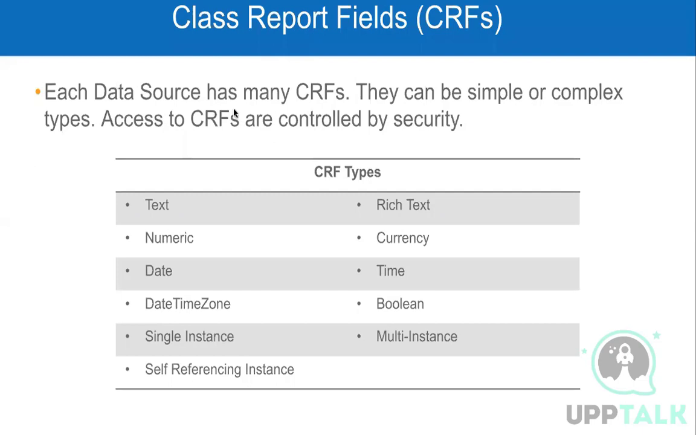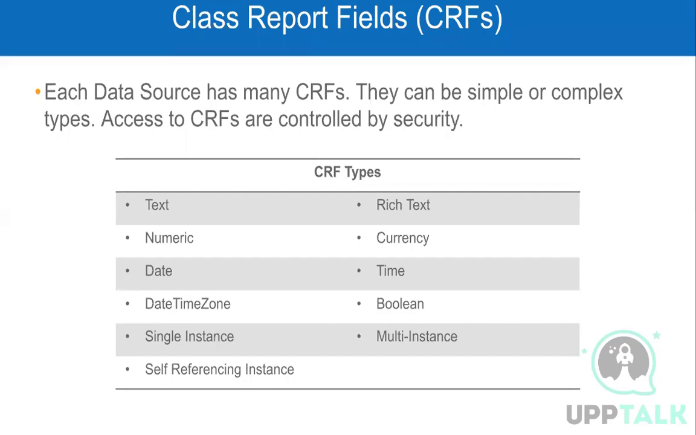Each data source that we have talked about, all active and terminated workers, business process transactions, they have many CRFs. These are called class report fields. They can be simple or complex types. These are the CRF types like text, numeric, date, time zone, single instance. Now, these all are Workday delivered types. And then there's something called calculated fields. And there are multiple types in those as well, and those all are custom.